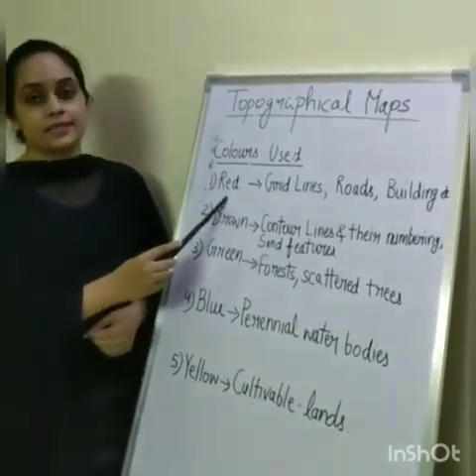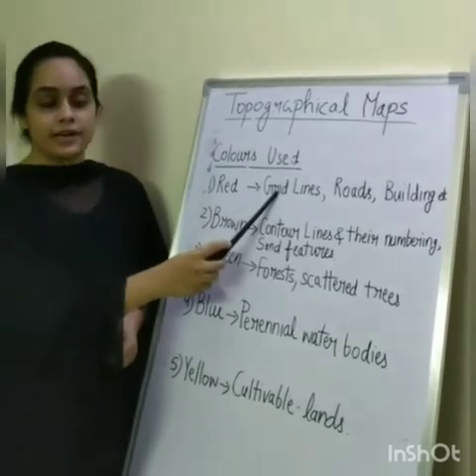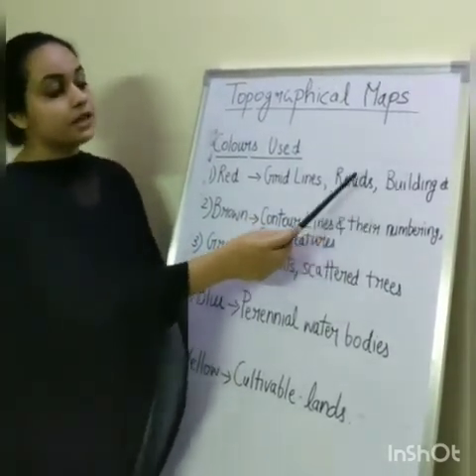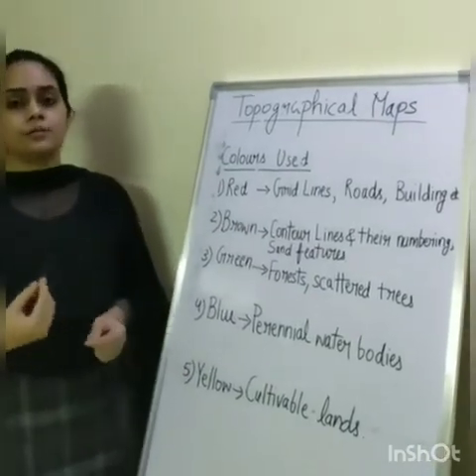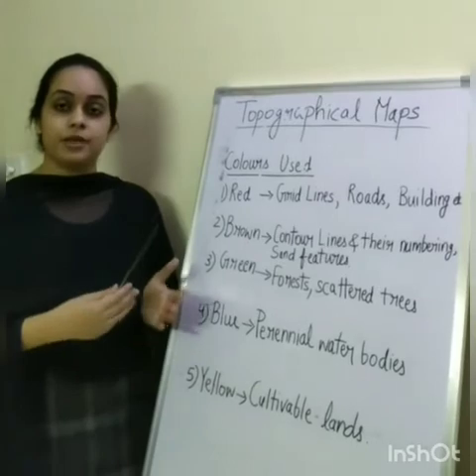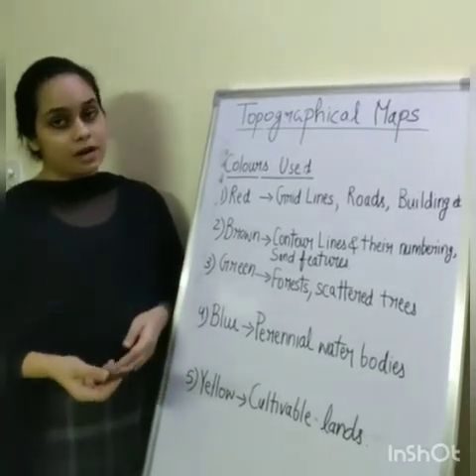First color is red color. Red color is used to show grid lines, roads, buildings. These two are man-made features. Roads may be a car track or a metal road, and buildings may be permanent or temporary. They may be rural or urban.